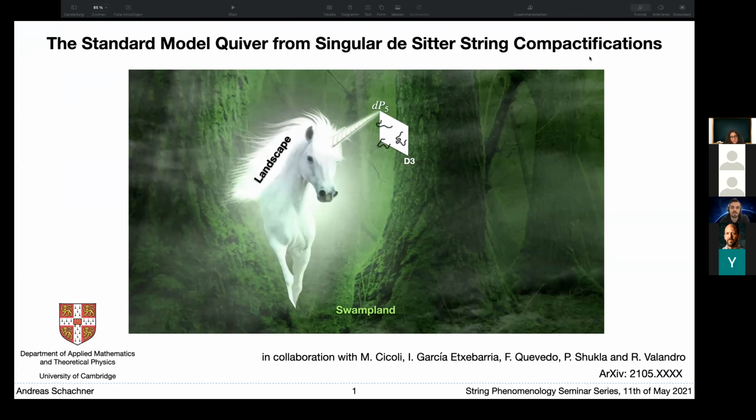So today I would like to talk about a project in collaboration with Michele Ciccoli, Iñaki Garcia Etxebarria, Fernando Quevedo, Pramod Shukla, and Roberto Valandro on realizing the standard model quiver from singular de Sitter string compactifications. Specifically, we consider global type IIB compactifications to 4 dimensions on Calabi-Yau threefolds, where the standard model is realized on a single D3 brane at a dP5 singularity.